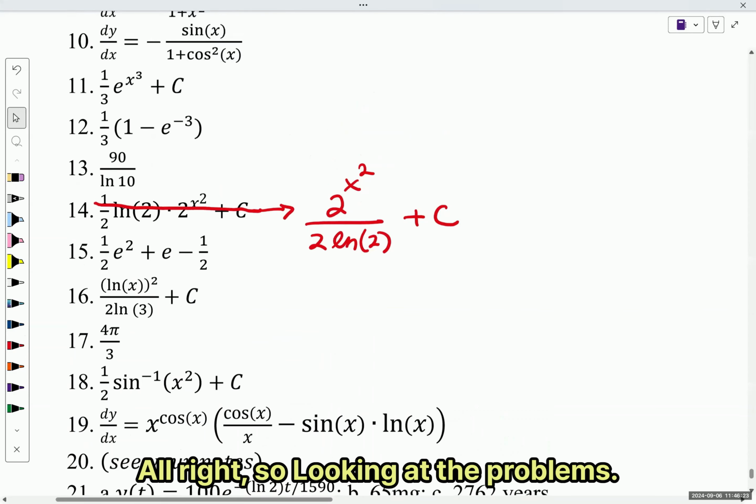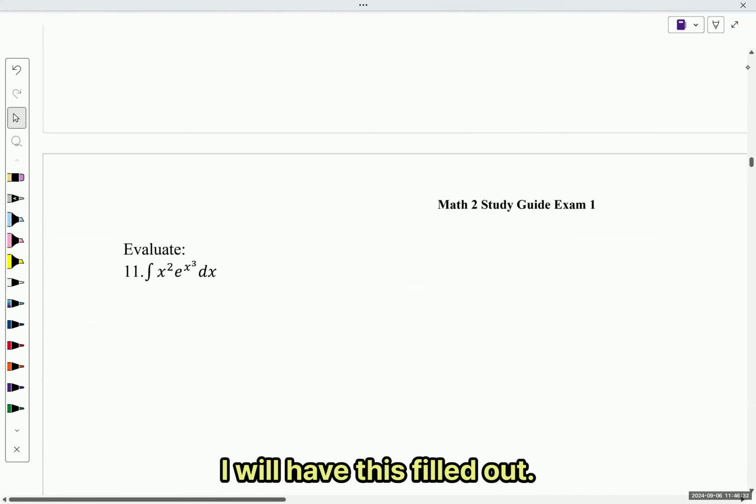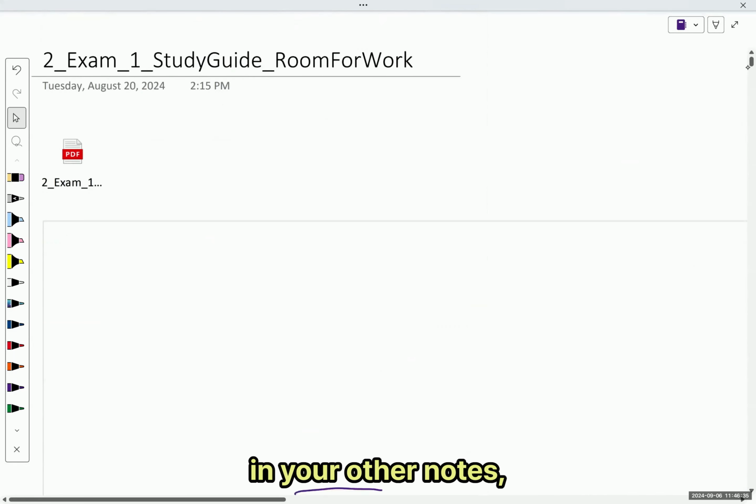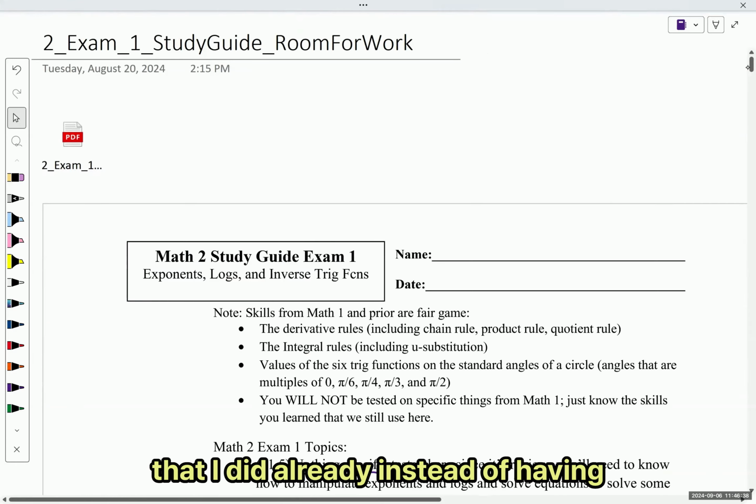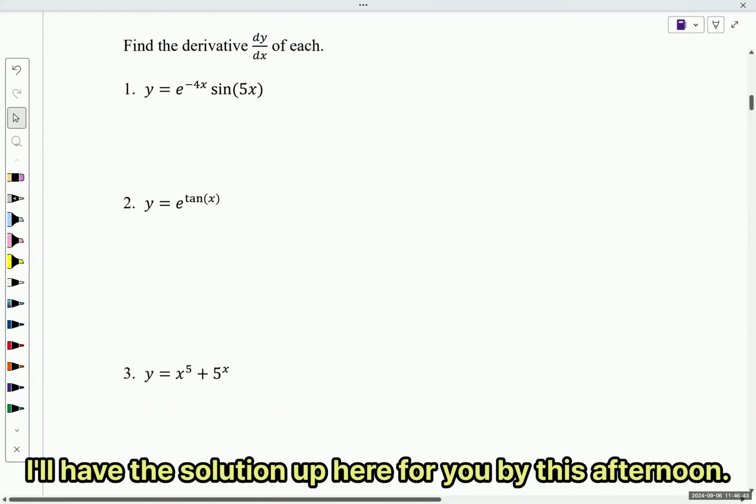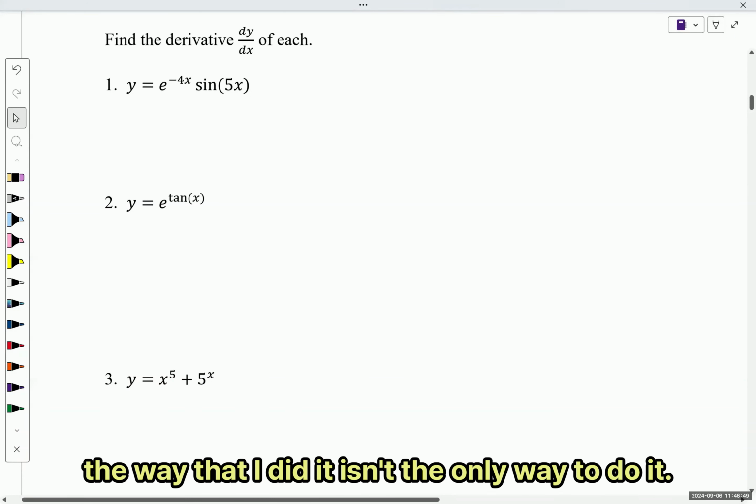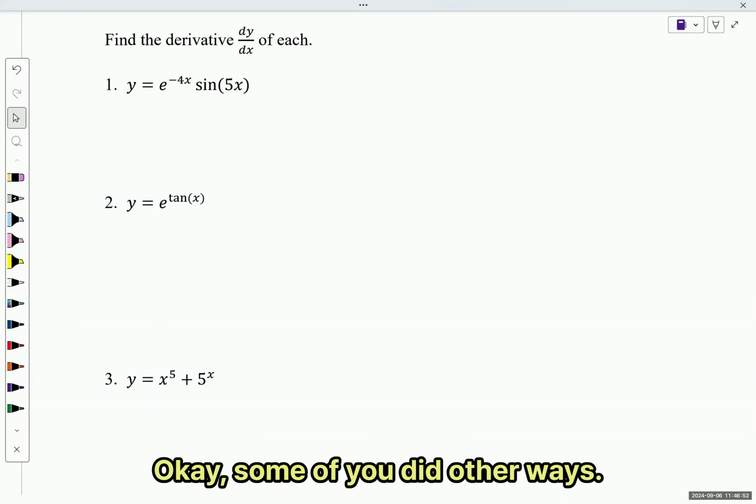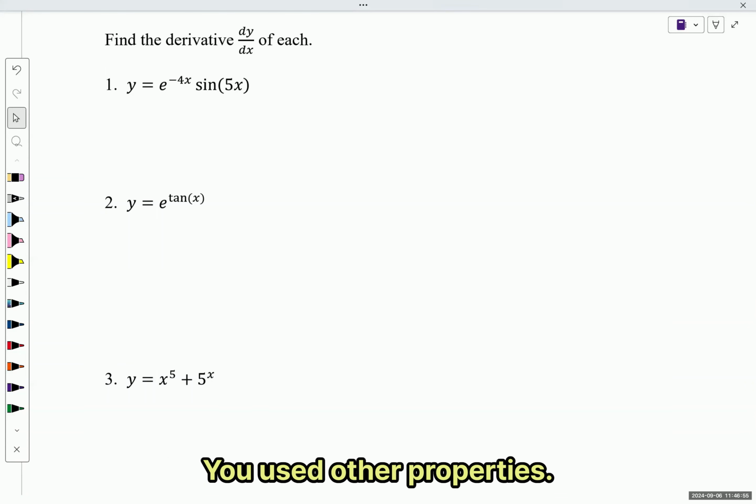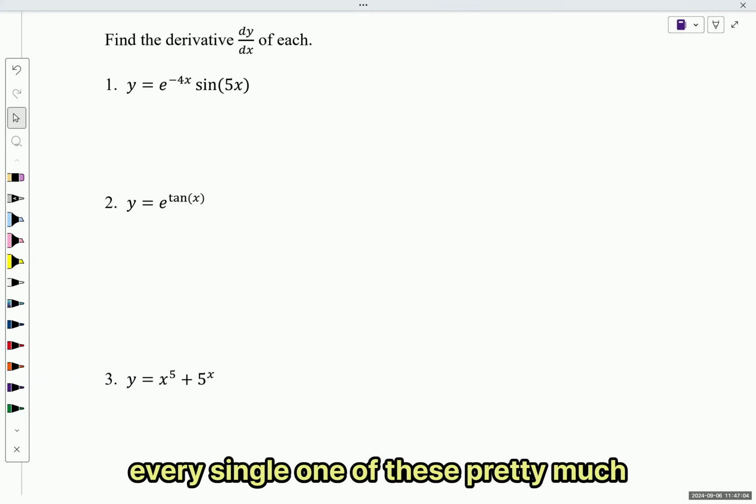Okay, cool. All right, so looking at the problems, I will have this filled out. I know I still need to fill out some in your other notes, but I'm probably just going to scan the notes that I did already instead of having to copy it over again. I'll have the solution up here for you by this afternoon. You can look through the way that I did it, but keep in mind the way that I did it isn't the only way to do it. Some of you did other ways, you used other properties, you still got an answer that would simplify to mine, and that's fine. There are multiple ways to approach pretty much every single one of these problems.